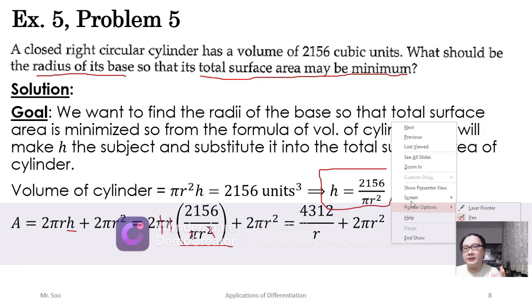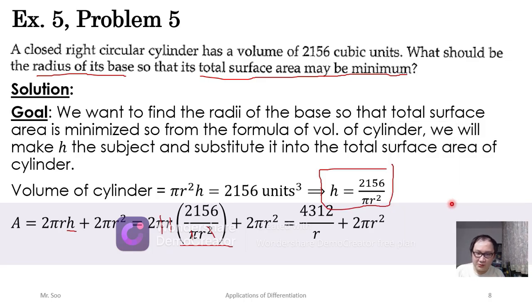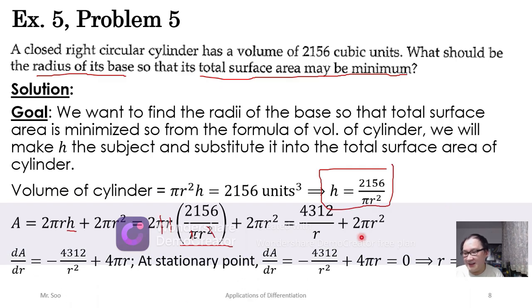Now you can differentiate the area of the closed cylinder with respect to r, because that is what you want to find, correct? What should be the radius of the base? I think you saw the answer already, I just flashed it last time. So now you can find your dA/dr, differentiating the surface area of the closed cylinder with respect to the radius.